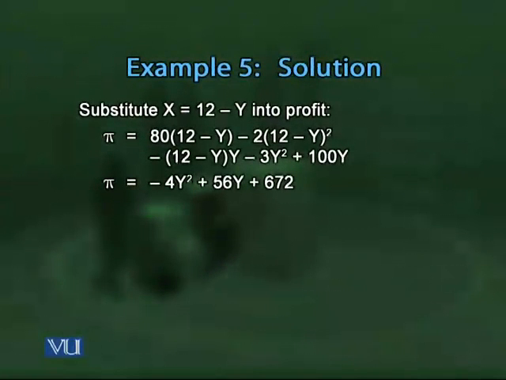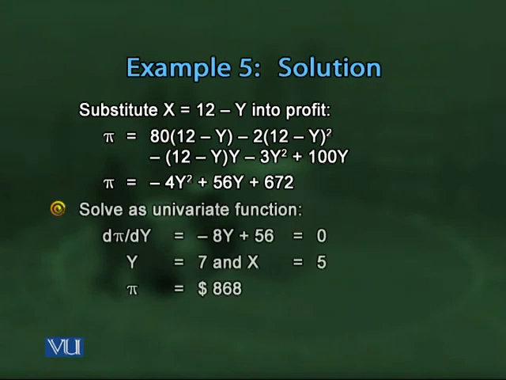Now we substitute x equal to 12 minus y into the profit function, thereby reducing the profit function into a single equation, single variable. The profit function is equal to, as you can see on the screen, minus 4y square plus 56y plus 672. Now differentiating this profit function with respect to y, we get d pi by dy equal to minus 8y plus 56, and setting it equal to 0, we can find the value of y.